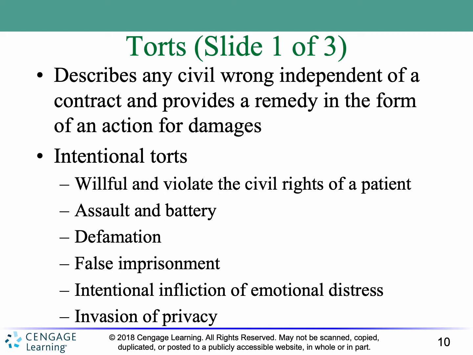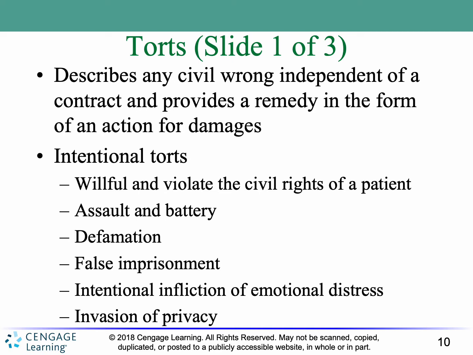Now, intentional torts are purposeful. Like I said, we did it on purpose, and it violates the patient's rights. Some examples of intentional torts include the following: assault. Now, a lot of times you hear assault and battery used together.